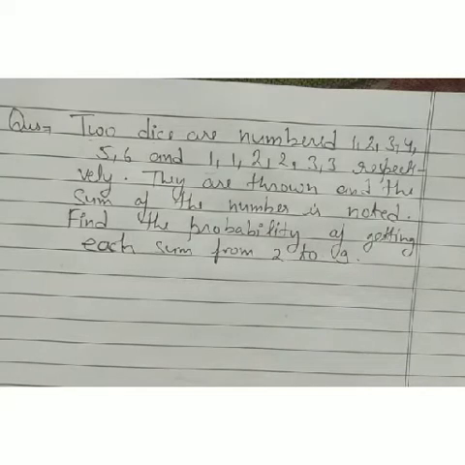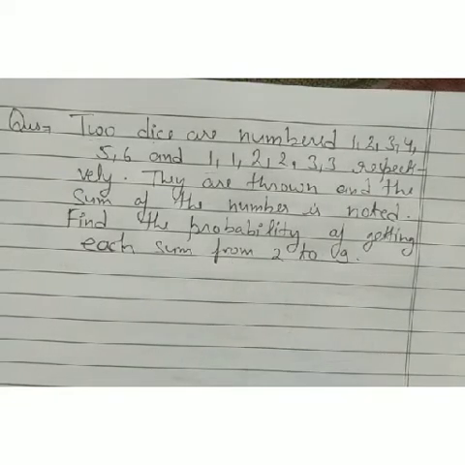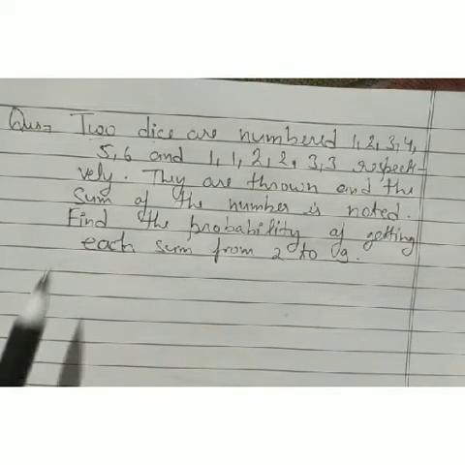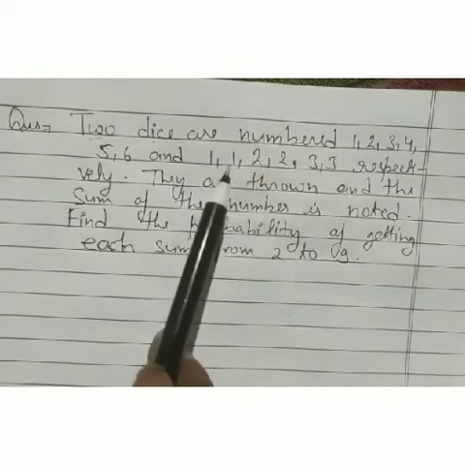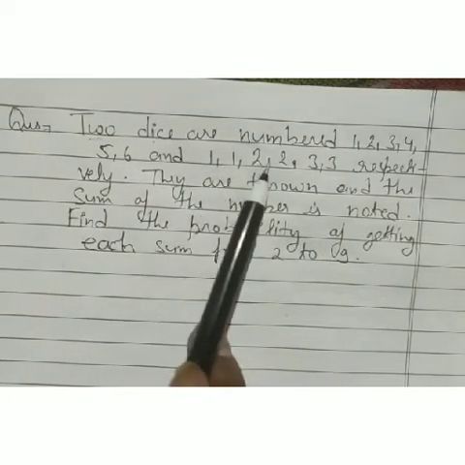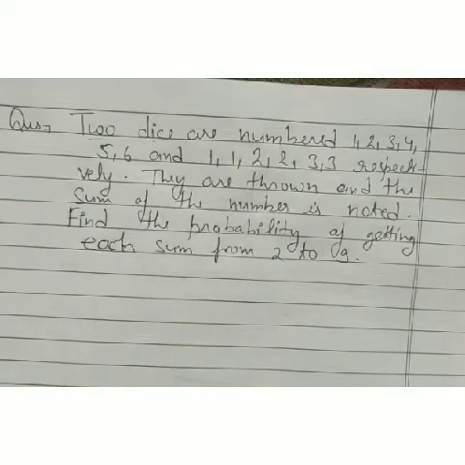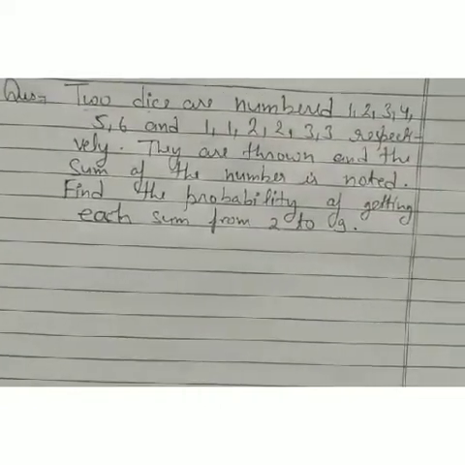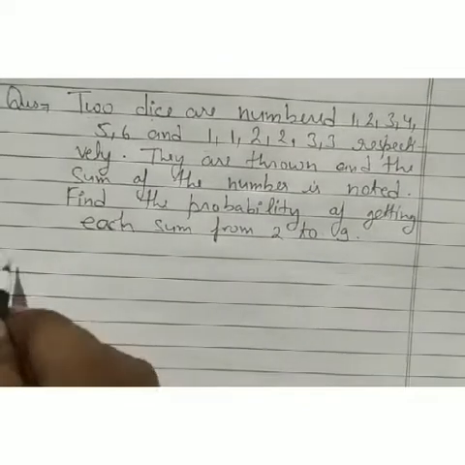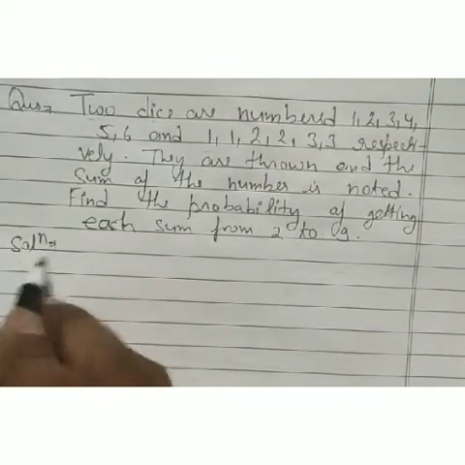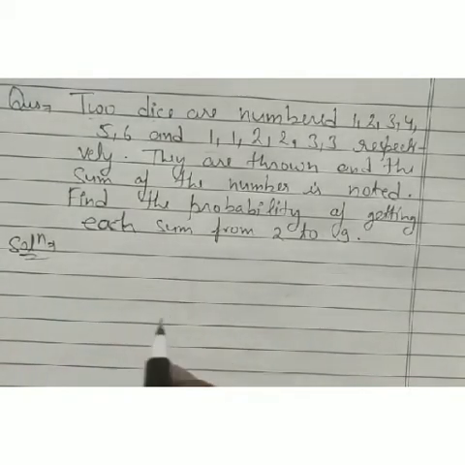They are thrown, and the sum of the numbers is noted. Find the probability of getting each sum from 2 to 9. First of all, there are 2 dice, and we know the sample space contains 6 times 6, that is 36 outcomes, but here numbers are repeating. So first we have to form its sample space. Then in the solution, we are going to find it for this sample space.